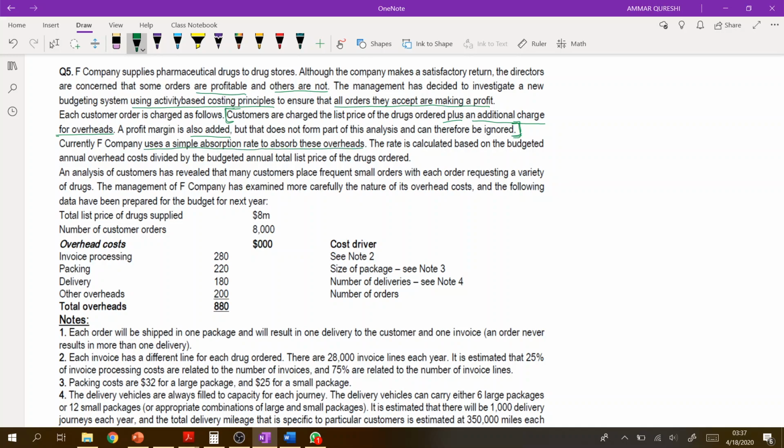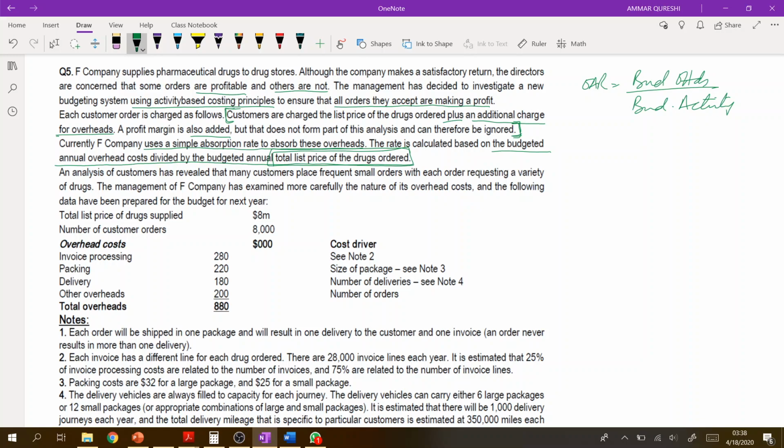Currently, F company uses a simple absorption rate to absorb these overheads. The rate is calculated based on the budgeted annual overhead cost divided by the budgeted annual list price of the drug orders. Right. So till now we have seen that overhead absorption rate is equal to budgeted overheads divided by budgeted activity level, right? In this case the question says that the activity level is the total list price of the drug orders. So this is not our traditional cost driver, but again this is a service organization. This company is just working in the retail industry, so obviously there will be no manufacturing cost involved here, so they are just recovering their normal traditional overheads from the customer.